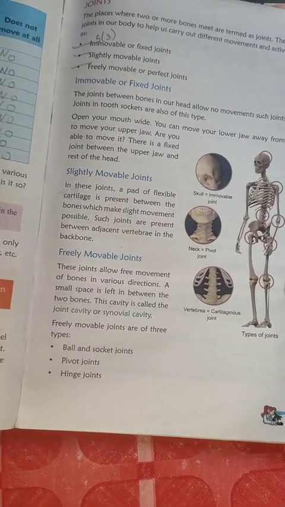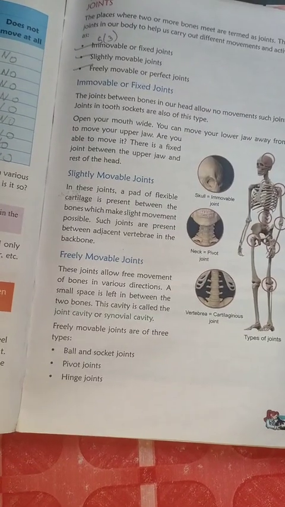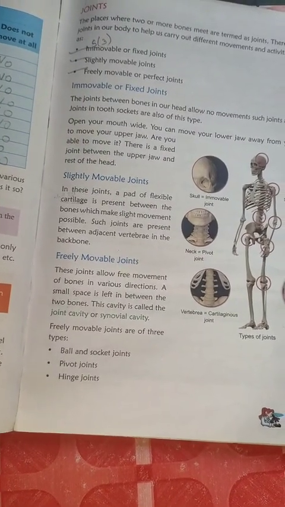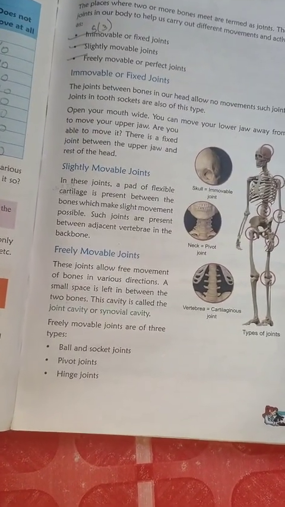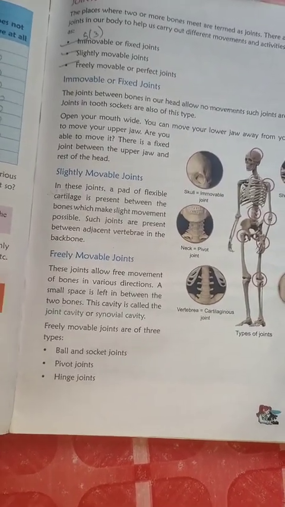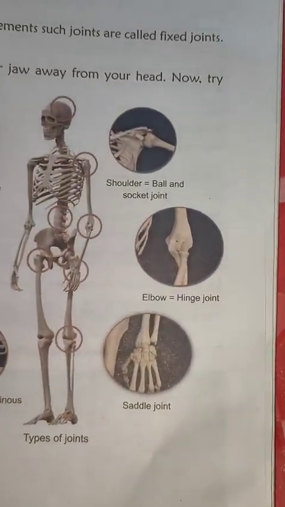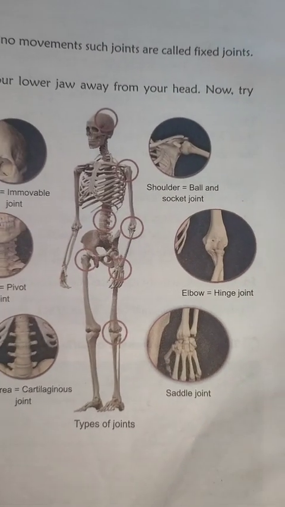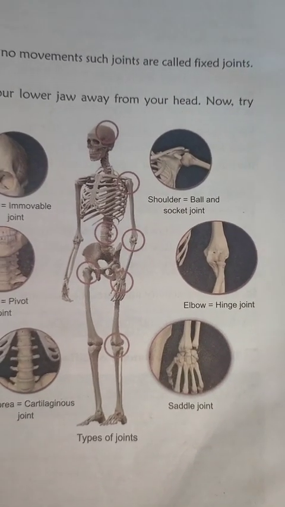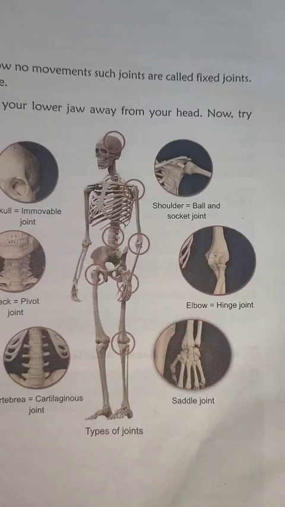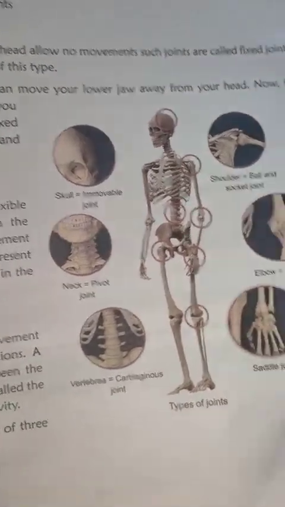Next is the hinge joint. This joint is present in our elbows and knees, and even our fingers. This joint provides only backward and forward motion. The next one is the saddle joint. This joint is present in our ankle and wrist, and it provides rotational motion.